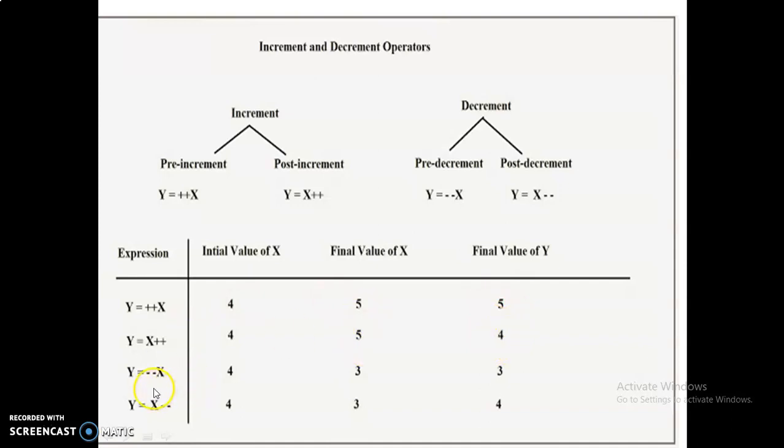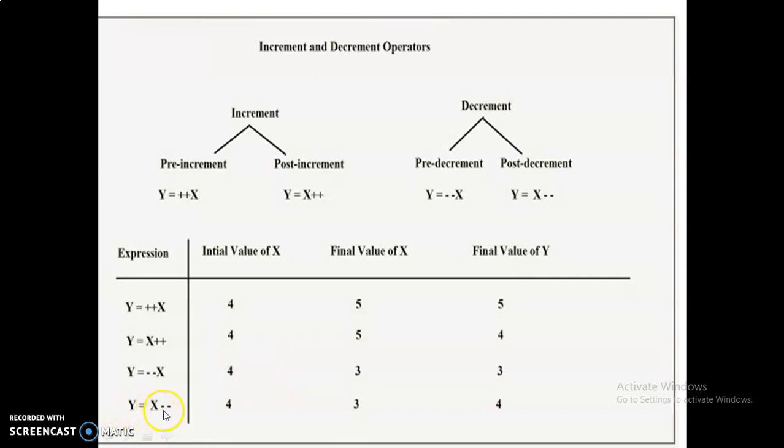Like that, in the decrement operator, this is the pre-decrement. The value of x is 4. So y equal to minus minus x means 4 minus 1. What is the definition of the pre-decrement operator? It first decrements the operand and the new value is used for y. So both values are 3. 4 minus 1 is 3.